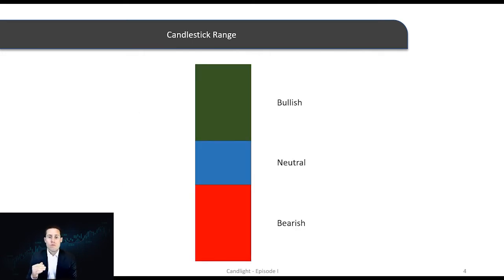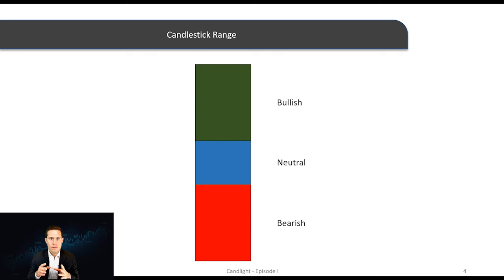So the range of a candle is the distance between the highest point and the lowest point, so the high and the low. That's the range of the candle. If price closes anywhere within the upper 70, 80, 90, obviously 100% of the candle, that's a bullish candle. If price closes anywhere in the lower 30% of the whole range of the candle, then it's pretty bearish. And if it closes somewhere in the middle, it's neutral.